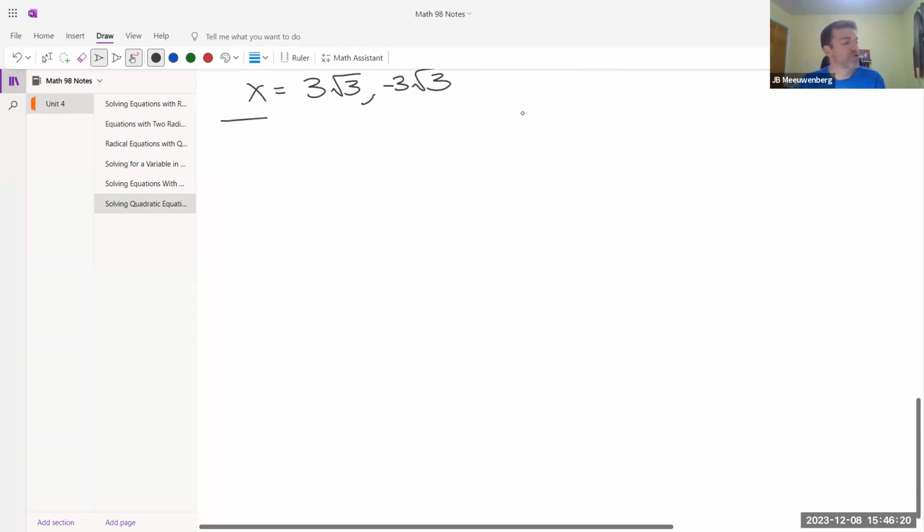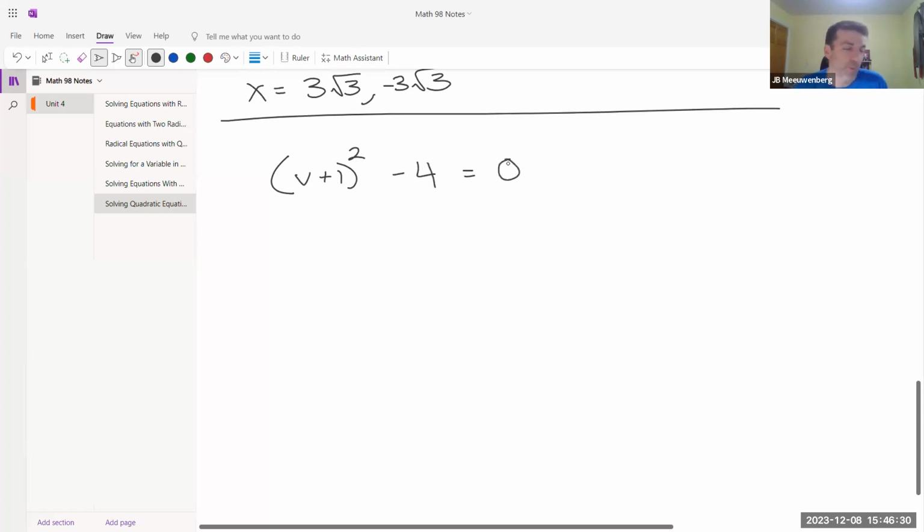How about you try this? See if you can figure out how to solve the quantity v plus 1 squared minus 4 is equal to 0. Pause the video and see if you can figure out how to solve this equation. I'm going to keep going.